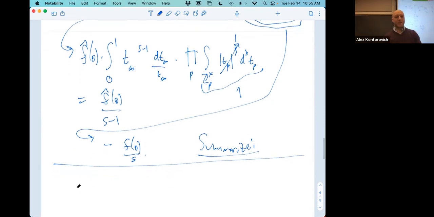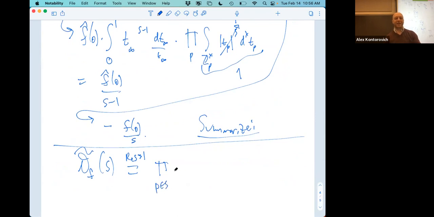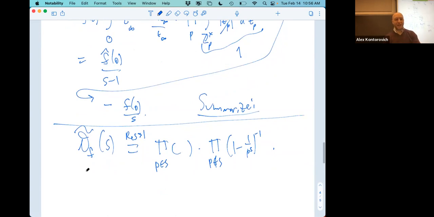Okay, so we started with this theta. We took its Mellin transform. When the real part of s was greater than 1, we found that it was equal to some product over p in S of something, which is just a finite product, times zeta, times a product over primes not in S of the Euler factors of zeta. That was one calculation, by unfolding.